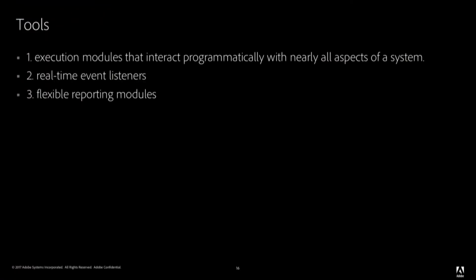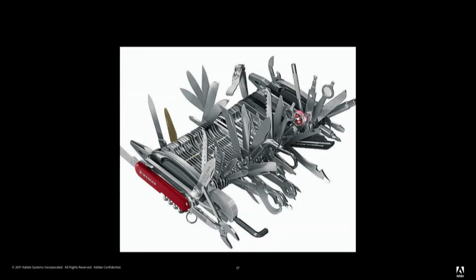We have a standard set of execution modules that programmatically interact with nearly all aspects of a system, or a device, or whatever, right? We've abstracted that layer. We have real-time event listeners, and we have a flexible suite of reporting modules. So this seems like a little list of tools to me. Now think of Salt, again, like it's the ultimate Swiss Army knife. It has everything, okay? It has support for execution modules and returners and beacons and engines and every other, right? It can do a lot of things. Support for every distribution you could think of.